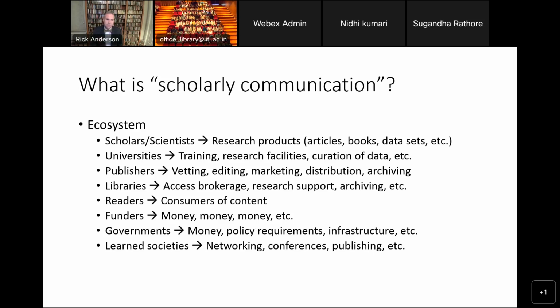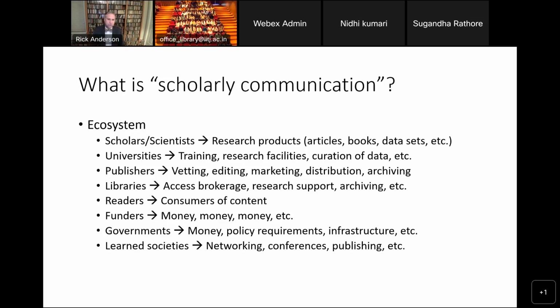Governments also play a very important role, in part because governments are often major funders of research, but also because governments create policy requirements and regulations that govern the things that authors and publishers can do with the products that are created using their funding, or with the products that are created within the countries where the governments are in charge. Governments also provide a lot of infrastructure, especially for the hard sciences.